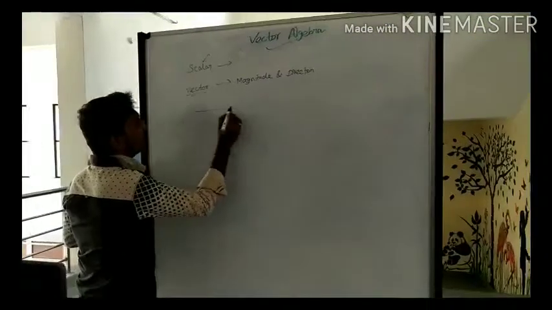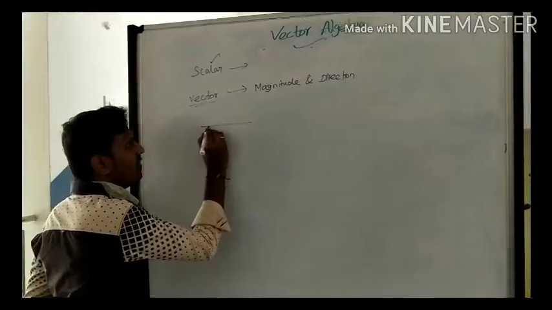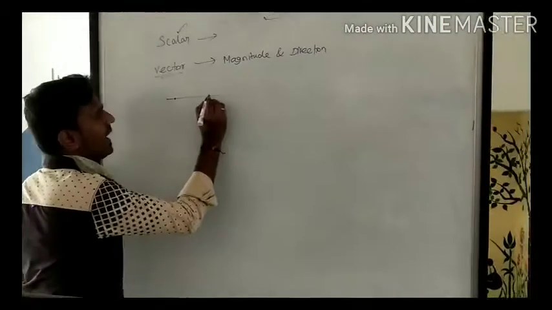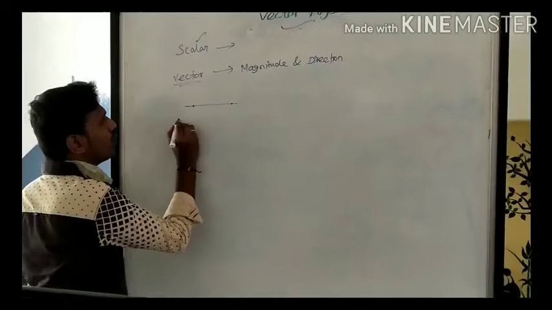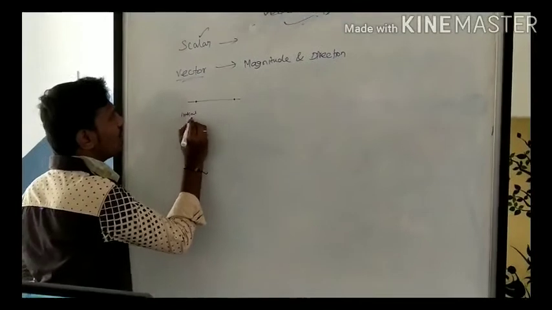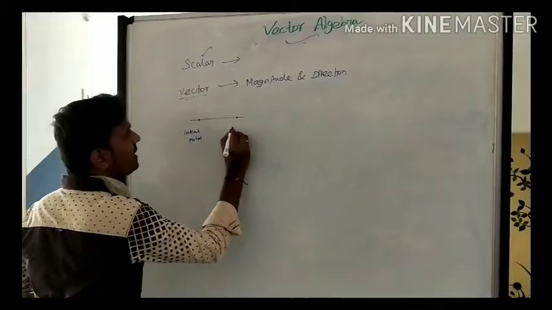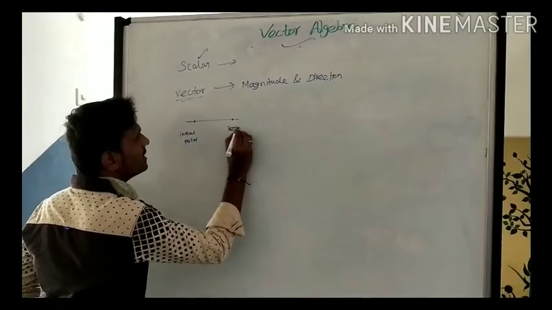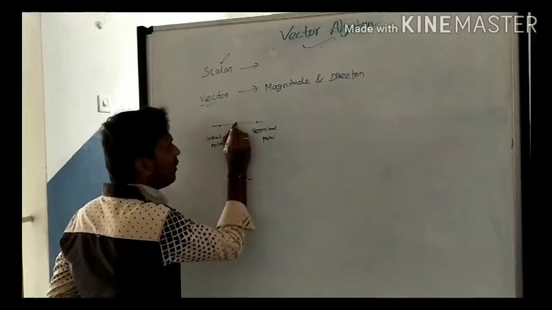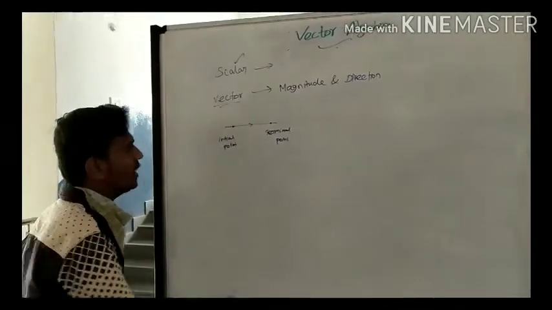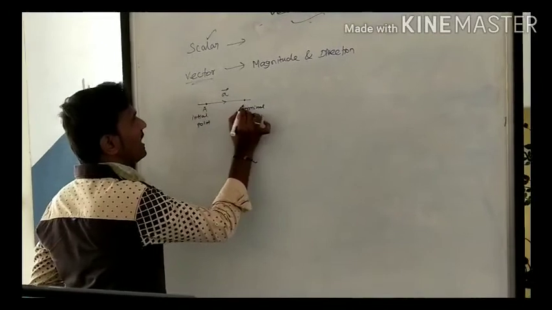See, do you know what that line is? A directed line. In the directed line, this is the starting point and this is the ending point. The starting point we mention as the initial point, and the ending point we mention as the terminal point. And we have one direction. So this one is called a vector and named by A.